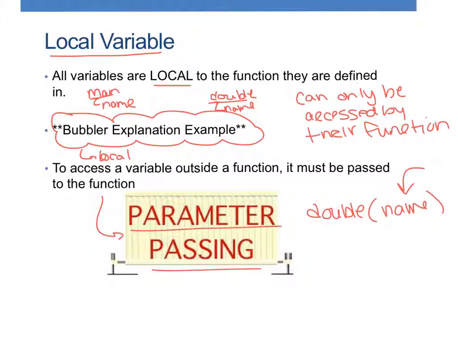That's this concept of local variables. Main is where this variable of name is known. It's kind of like my bubble. And double is where this variable of name is known.